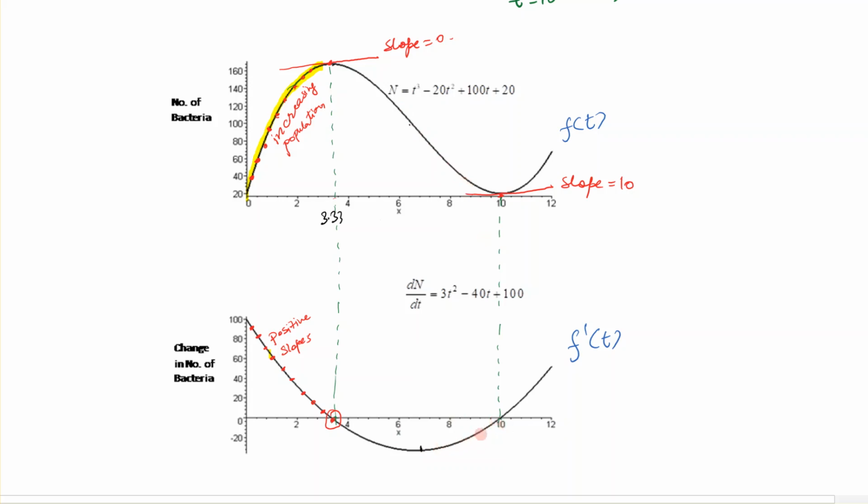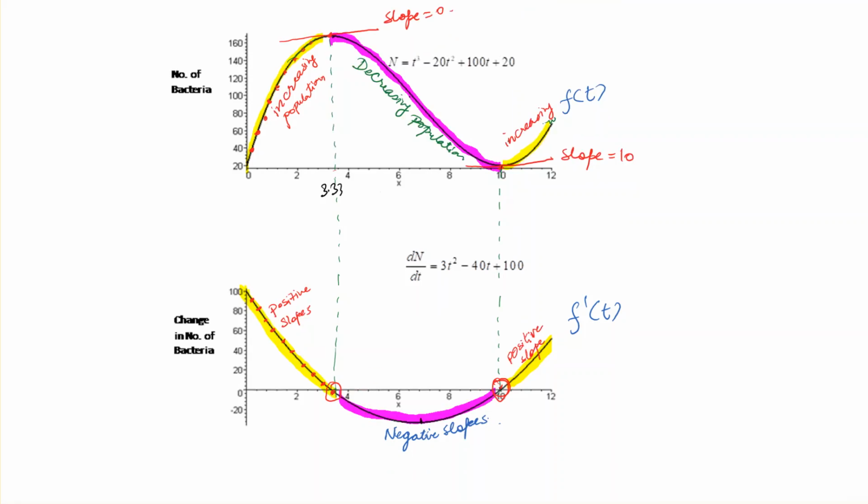And eventually the slope is increasing, so it becomes 0 where it crosses the x-axis again when time is equal to 10, and then it starts rising. So the function starts increasing and the slope becomes positive. Thus, when the slopes are negative, the function is decreasing. And when the slopes are positive, positive slope indicates an increasing function. Negative slope indicates a decreasing function.